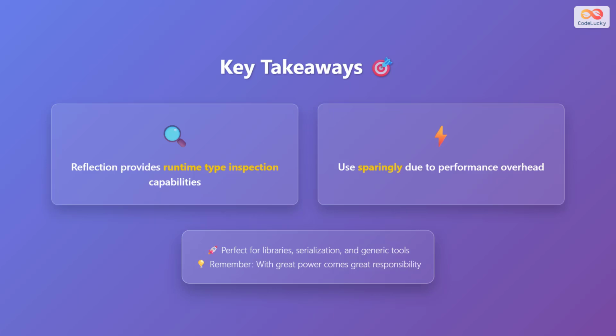Let's recap the key takeaways from this video. First, reflection provides runtime type inspection capabilities, allowing you to examine types and values as your program is running. Second, use reflection sparingly due to its performance overhead. It's perfect for libraries, serialization, and generic tools where flexibility is more important than raw speed. Remember, with great power comes great responsibility.